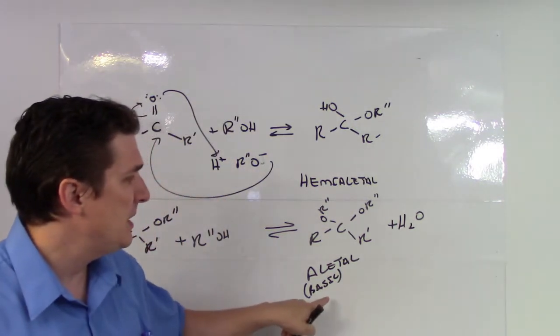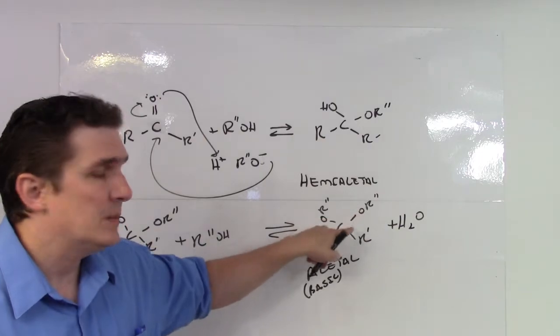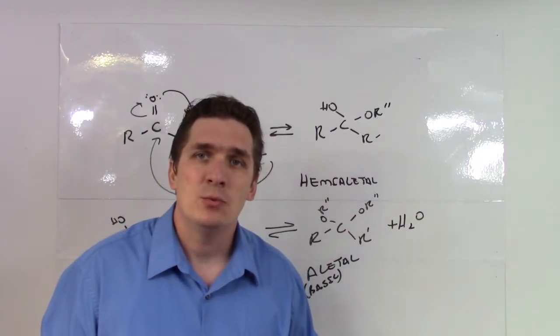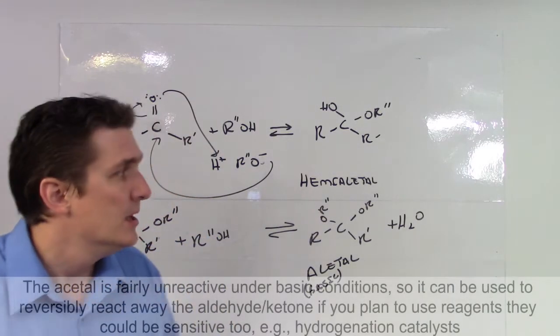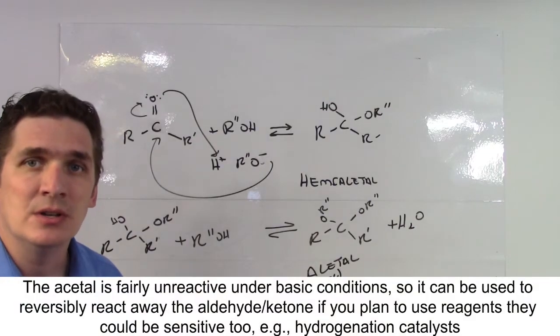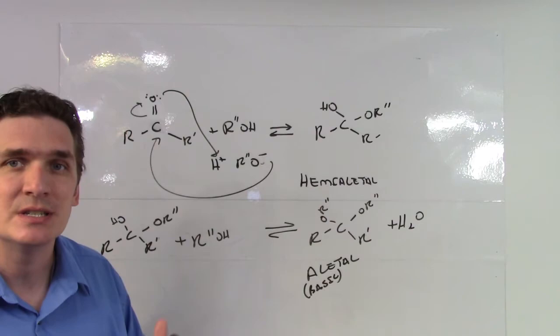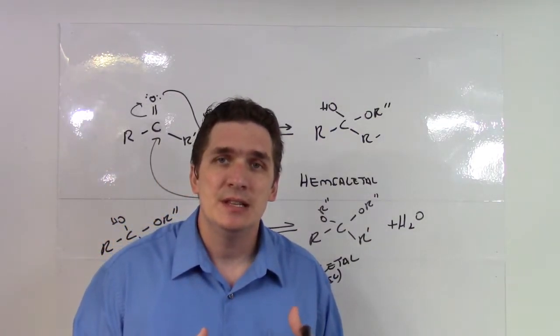So if we make this acetal under basic conditions, we'll end up with these geminal diethers that will pretty much be unreacted to a lot of the other things we would do under basic conditions. We can react with other parts of the molecule, and then when we're ready, because this is a reversible reaction, if we add hydrogen, we acidify it, we'll get back to the aldehyde or the ketone. So this is a major advantage.